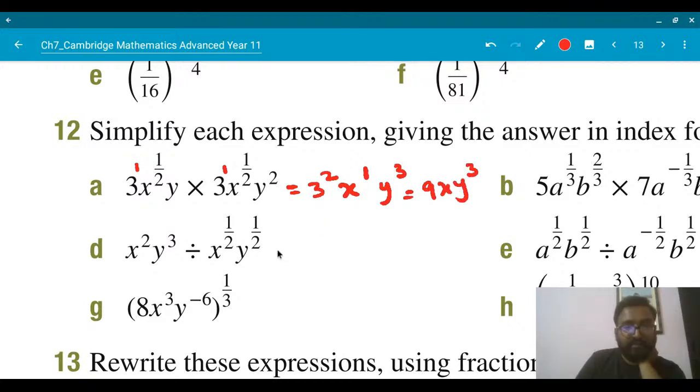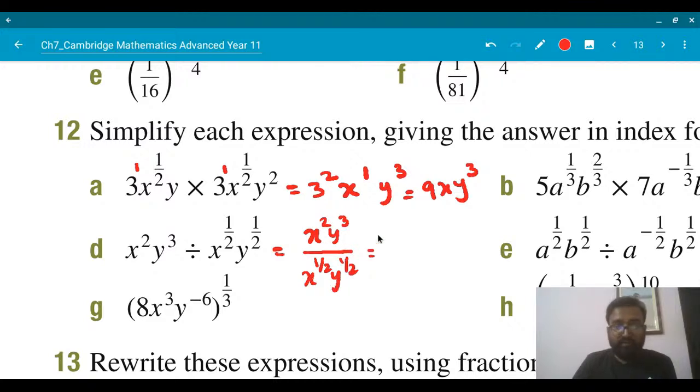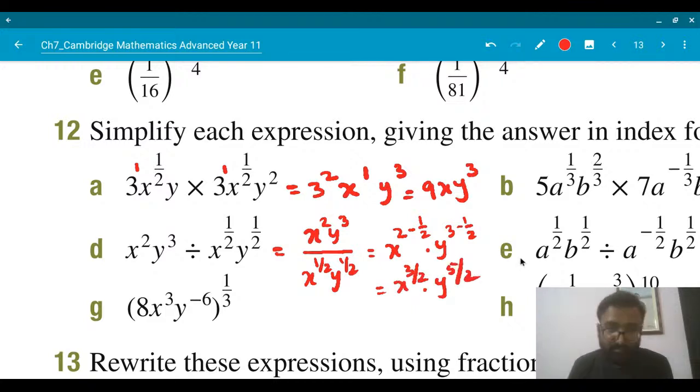And next, it is x square y cube by... you can write it as x square y cube by x power 1 by 2 y power 1 by 2. So the power goes to the numerator and becomes a minus sign. It is x power 2 minus 1 by 2 into y power 3 minus 1 by 2, which is x power 3 by 2, and y power 3, that is 6 minus 1, is 5 by 2. Clear?